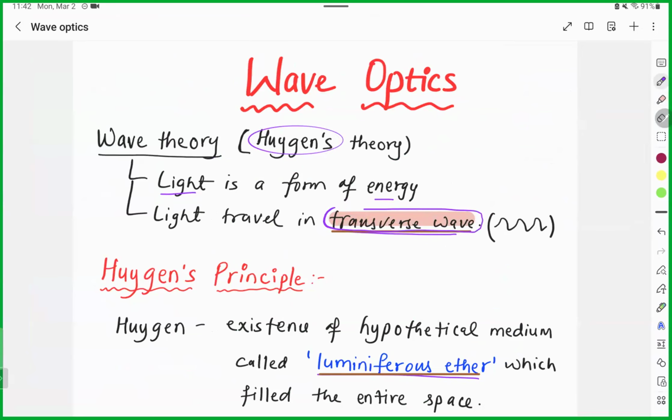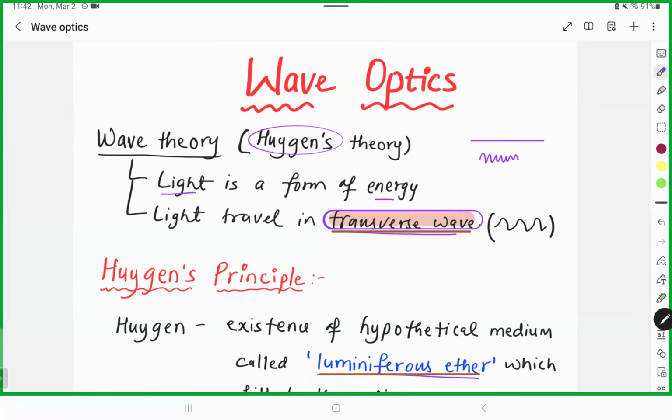And transverse wave means up down, correct? Transverse wave means up down. Longitudinal means lengthwise like this. And transverse means up down like this. This is the transverse form.